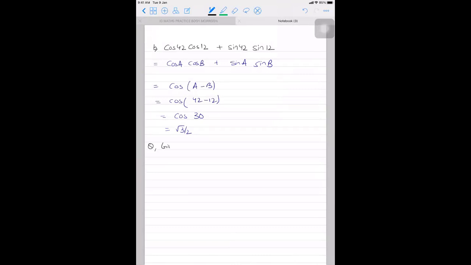Now, given that sine of A is equal to 4 upon 5 and cos of B is equal to 5 over 13, where A is the obtuse angle and B is acute. Find the value of part A, sine of A plus B.